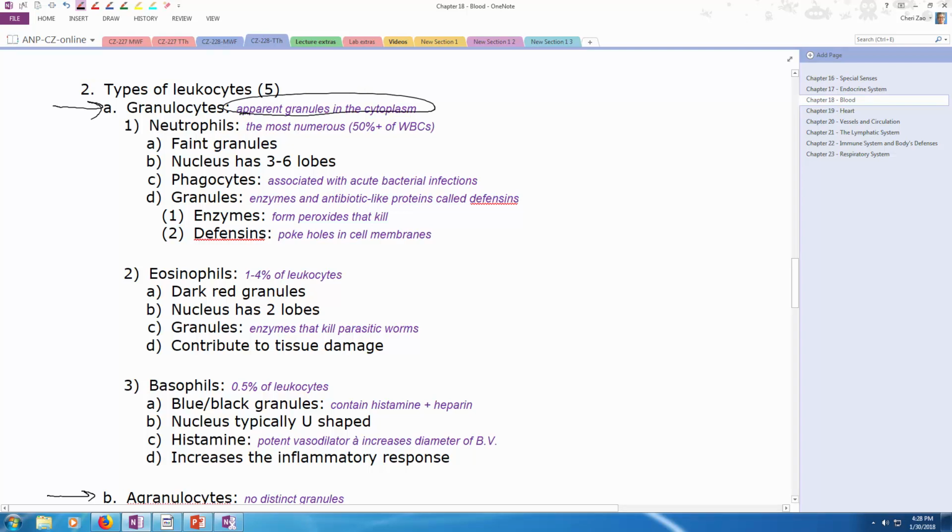The number 1 granulocyte that we have, which was that little YouTube story about, are neutrophils. They are the most numerous of our WBCs. They are a minimum 50%. YouTube said 60 and the book says 60, but I'm sticking with old numbers, 50+%. When you take a look at them, we'll see faint granules in their cytoplasm. The nucleus will have 3 to 6 lobes, and so they're considered multilobular nucleus.